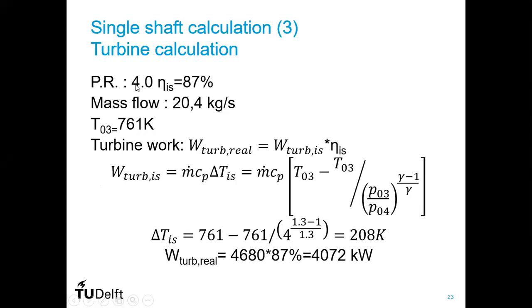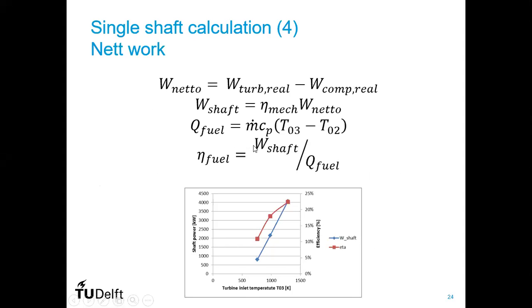So this is just the calculation for the turbine we did. So the same we see here, same numbers. Well, then we have the W netto. So they have the W shaft. So the work from the shaft is the mechanical efficiency times W netto. Well, we can calculate the fuel input, that's the heat balance over the combustor. And then you can have the efficiency.